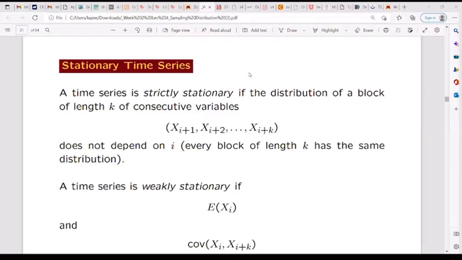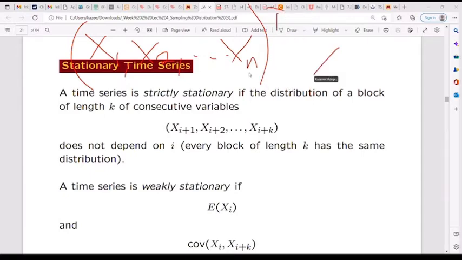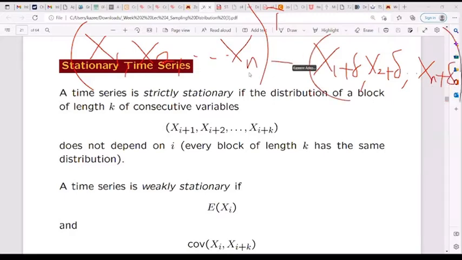Okay, so if I have X1, X2, until I get to Xn, and I have another set, X1 plus delta, X2 plus delta, until you get to Xn plus delta. If they have the same probability distribution, then what we mean is that it is strictly stationary. That is exactly what we mean.